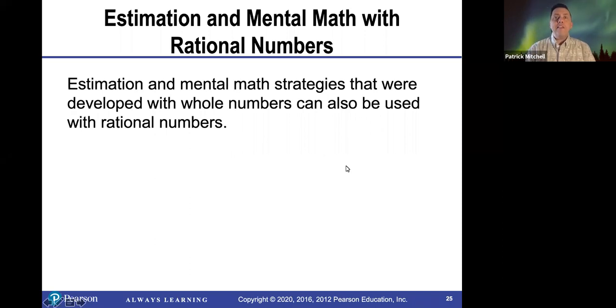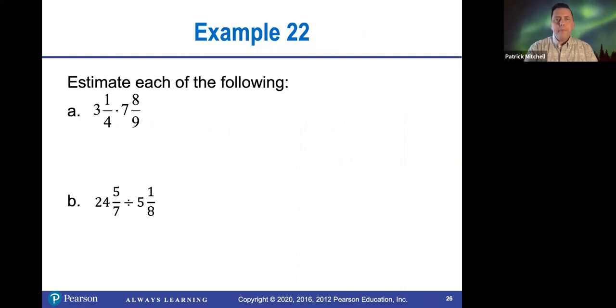All right, that brings us to estimation and mental math with rational numbers. Estimation and mental math strategies that were developed with whole numbers can also be used with rational numbers. So if we wanted to estimate each of these, well, multiplication and then division, all right, estimate each of these answers. How's that? 3 1/4 times 7 8/9.